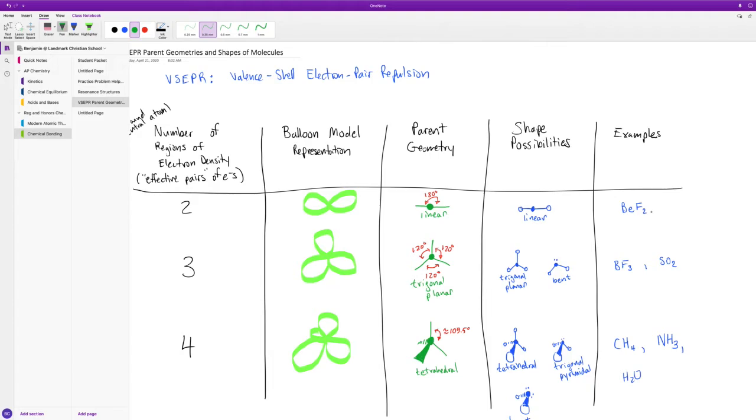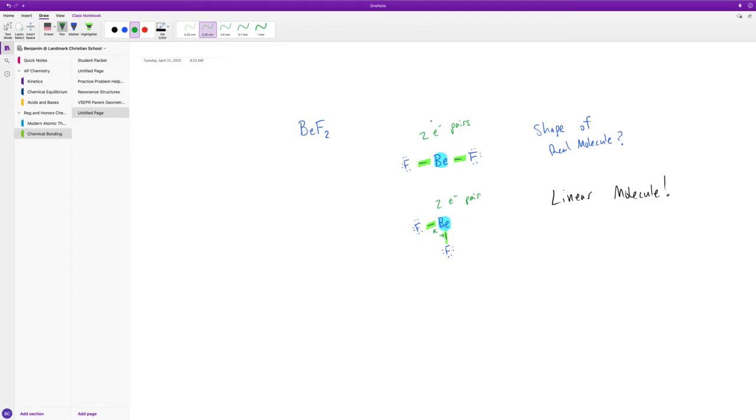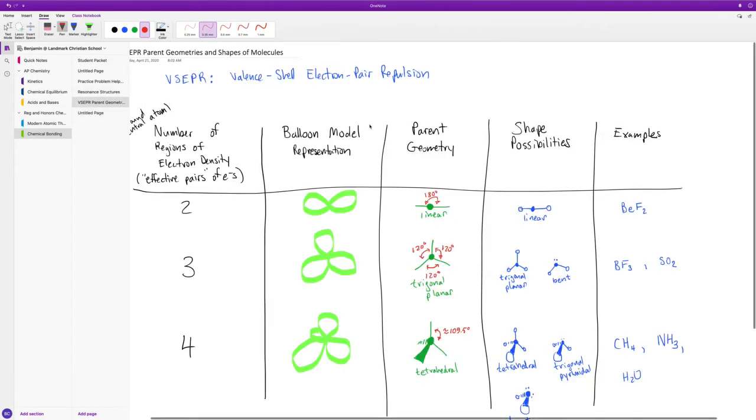So beryllium difluoride is a linear molecule because 2 electron pairs repel to the max. They get as far away from each other as they can, and that happens to be a bond angle of 180 degrees, so it's linear. Okay, if you're in geometry right now, you'll know that the bond angle of a line is 180 degrees. And so that's as far away as those could get from each other. Just like these balloons push against one another, and they naturally adopted that linear shape.